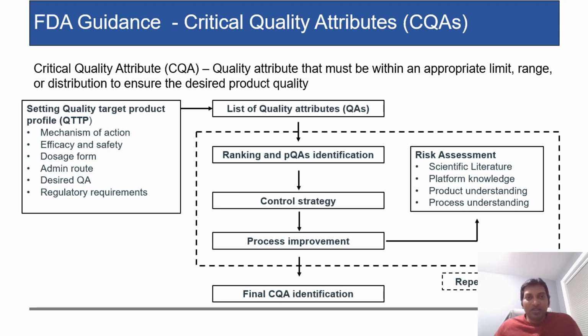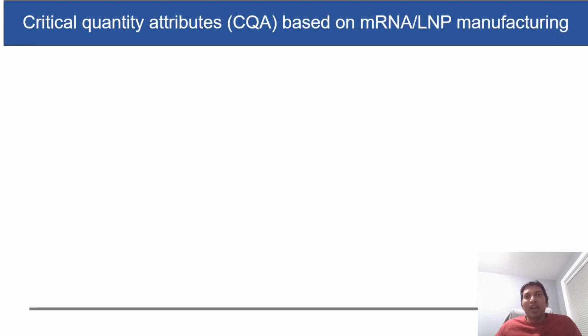On the same lines, this is from the FDA guidance, on how a critical quality attribute should be identified. Based on this, we have some initial knowledge of what the critical quality attributes are that are really required for an mRNA LNP manufacturing scale.